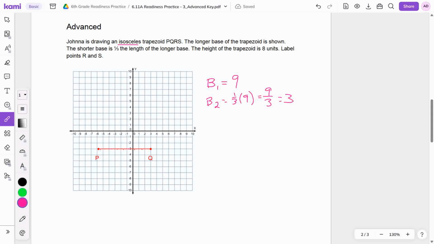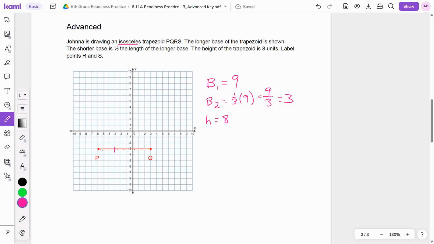So my height is going to be 8 units. Since it's isosceles, my two diagonal sides need to be the exact same length, so I need to situate that in the middle. So I need to find the middle 3 squares. Really what I'm looking at is 1, 2, 3.